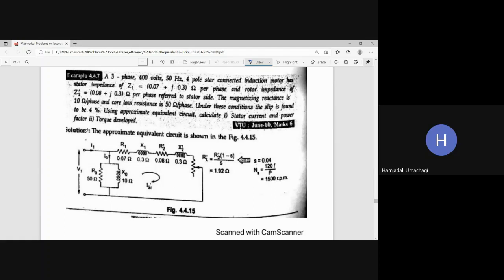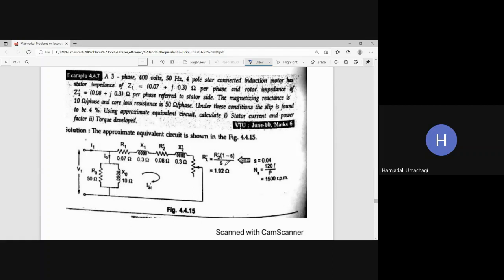So here in order to calculate the asked parameters, first we are going to draw the approximate equivalent circuit referred to the stator side, where this is the stator voltage V1, stator current I1, magnetizing branch parameters I0, R0, X0, and then stator resistance R1, stator reactance X1, and then rotor resistance referred to the stator side R2 dash, rotor reactance referred to the stator side X2 dash, and this is the mechanical load. That is RL dash is equal to R2 dash into (1 minus S) upon S, which is given as 1.92 ohms. Afterwards we need to calculate it.